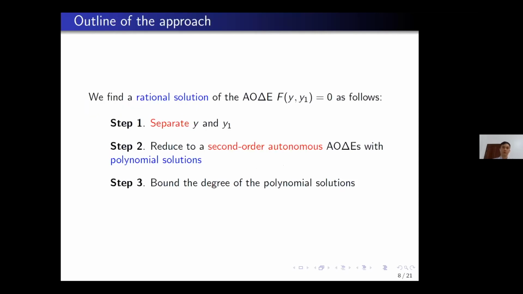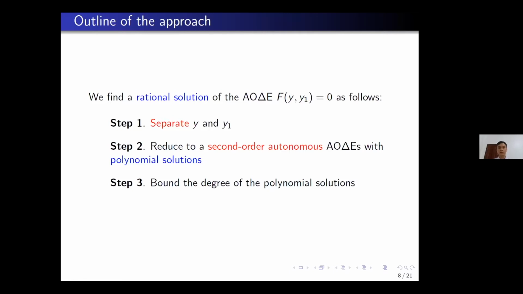The idea of the algorithm can be separated into 3 different steps. Assume that we want to find a rational solution of the AODE f(y, y1) equals 0. That means autonomous, no x appears here. Then what we do is, first, we try to separate y and y1, in the sense that we transform the difference equation to a new form in which y is on one side and y1 is on the other side. Separate one by one.